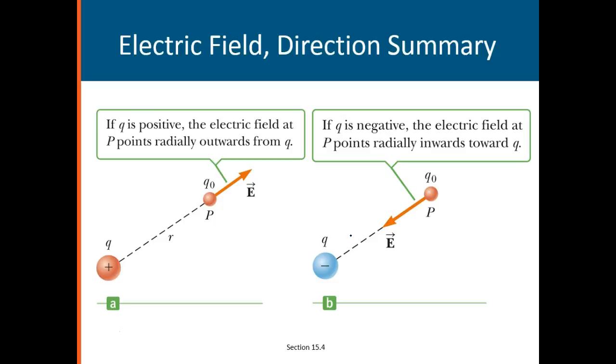What's happening to the electric field if you replace a small test charge, 3 microcoulombs, at a given point, replace that with a minus 3 microcoulombs? What happens to the field?